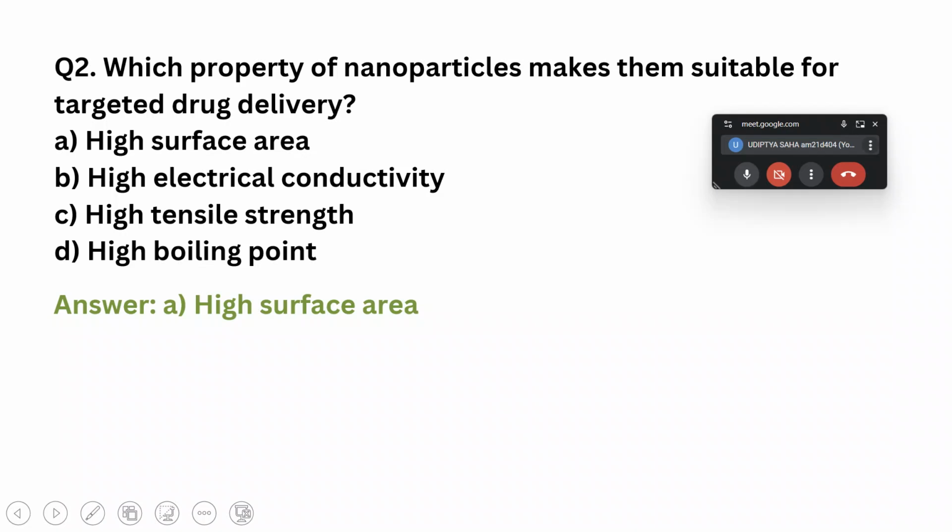So the answer here is high surface area. So what happens during targeted delivery? What we need is, because the nanoparticles are here, nanoparticles have to have high surface area so that you can load more drugs on it.